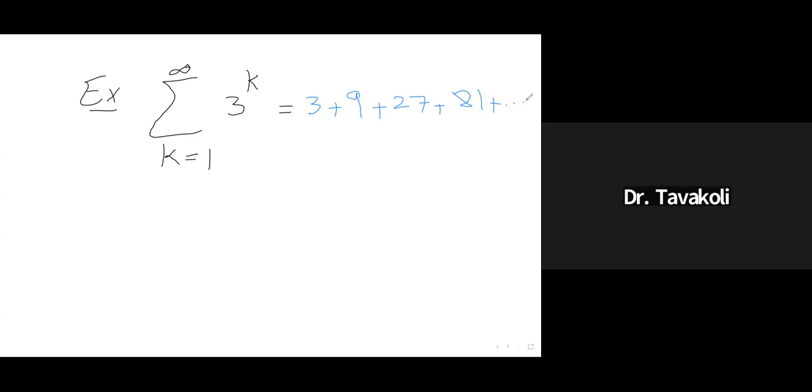This is also an example of a geometric series. What is the common ratio? Common ratio is 3, right? 3 is multiplied by every term to give me the next term. So the common ratio is 3.